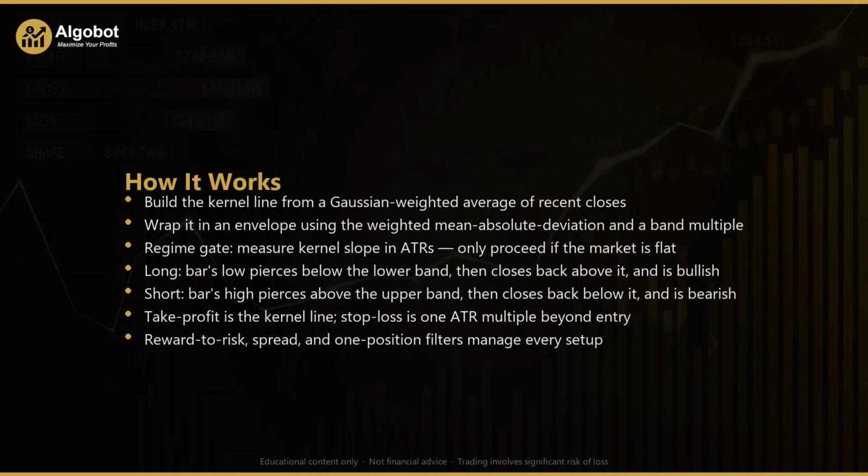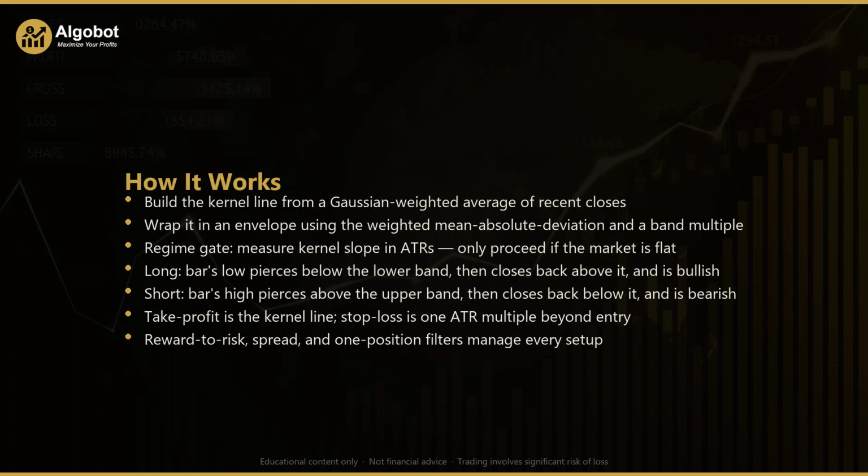On each newly closed bar, the strategy first rebuilds its kernel line. It loops over the most recent closes, assigns each one a Gaussian weight based on how far back it sits, and divides the weighted sum of prices by the sum of the weights. That gives the kernel line, the smooth fair value it calls NW.